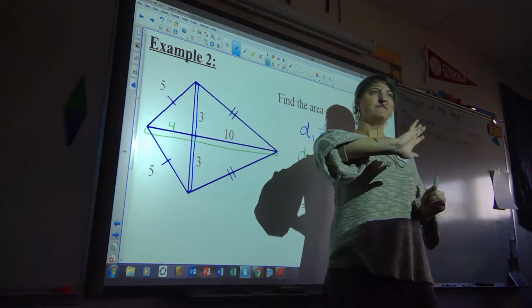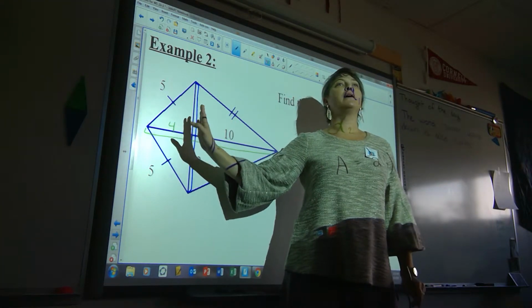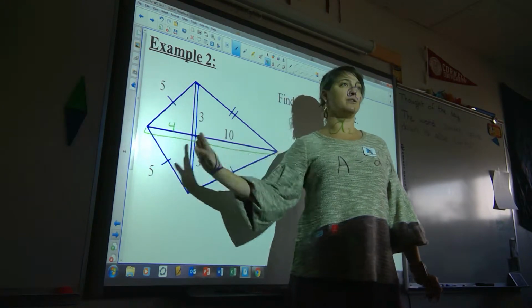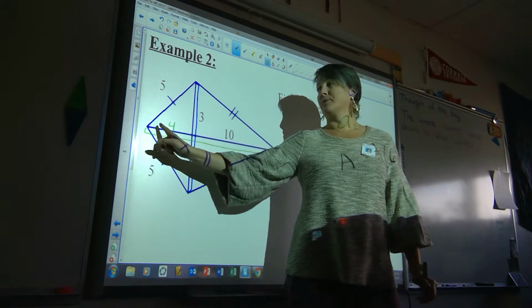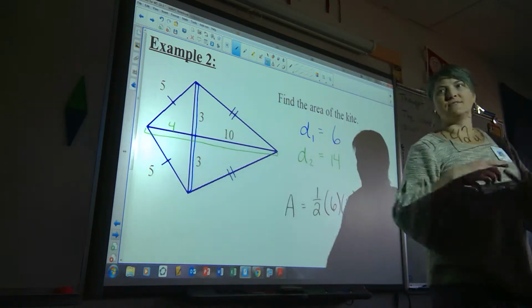Think about how this could differ. This was pretty quick because it was a 3, 4, 5. This could end up not being a triple, and you might have to do the Pythagorean theorem. This could be something where we give you an angle and you have to do trig. Either way, you have to find the length of that diagonal.